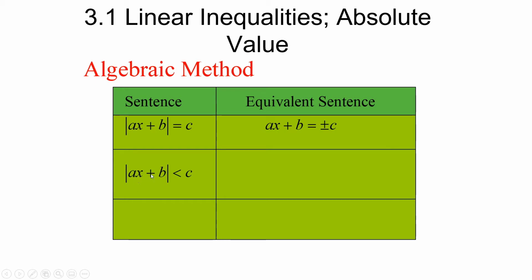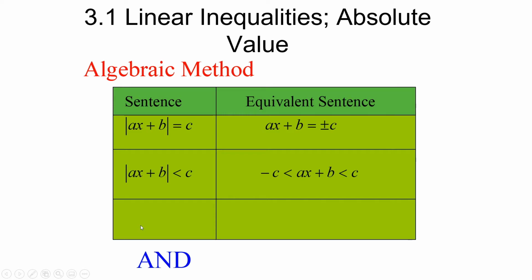The absolute value of ax plus b is less than c. So, all right, less than, that's going to be one of those and statements again, which means we can write a double inequality. And that means the opposite of c is less than ax plus b, and ax plus b is less than c. And then you solve this inequality right there.